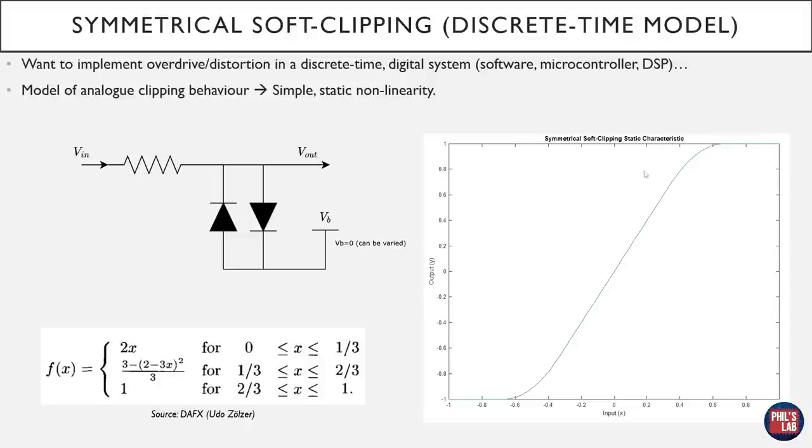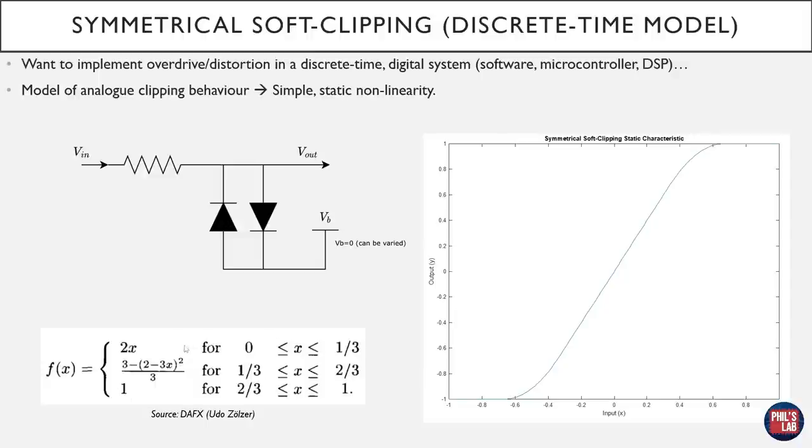Mathematically, we can approach this as a piecewise function. We have this linear domain in the center, then we have this knee, and then we simply have our hard clipping where our output is one regardless of the input above a certain threshold. I've taken this from the book Digital Audio Effects by Udo Zölzer, and this is this piecewise function. This has been used in many different algorithms.